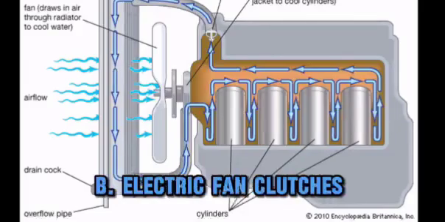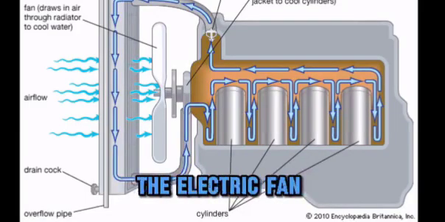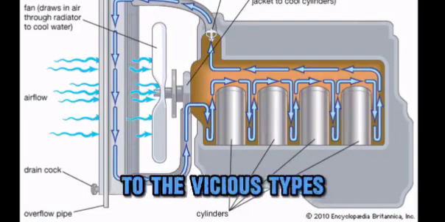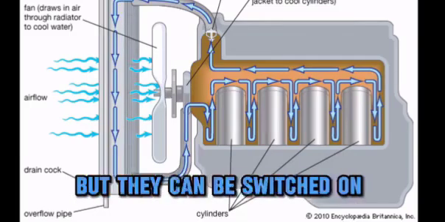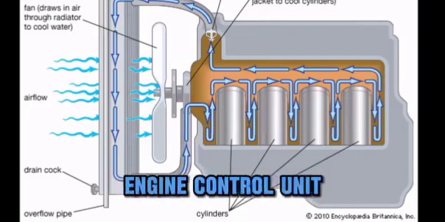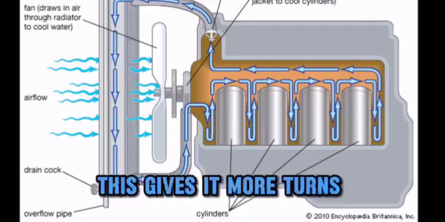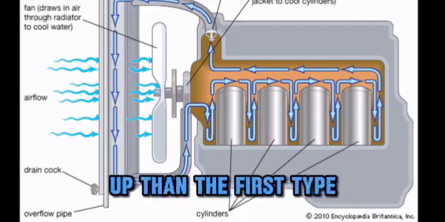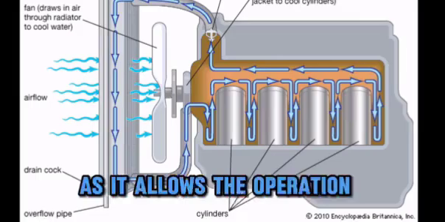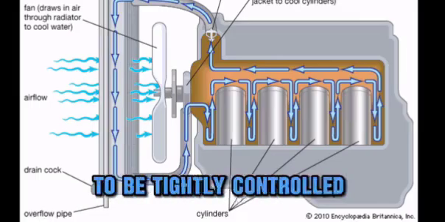B. Electric fan clutches. The electric fan clutches work similarly to the viscous types, but they can be switched on and off by the engine control unit, ECU, depending on the current engine condition. This gives it more of an edge than the first type, as it allows the operation of the mechanical cooling fan to be tightly controlled.